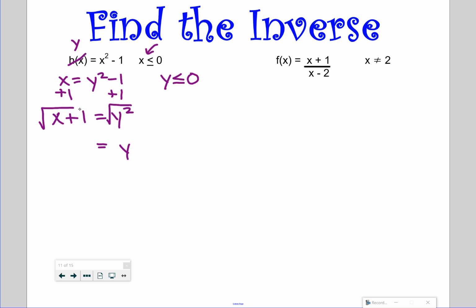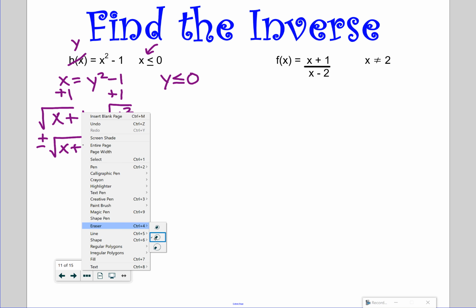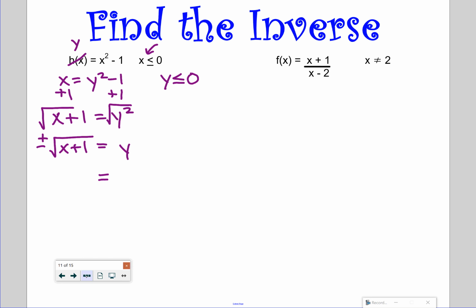On the left, there's nothing I can simplify there, but I do need a plus or minus. Square root of x plus 1. Now at the very end, we're going to put back in our function notation. Not an f this time. It was h of x. Okay, so h inverse of x is what we've calculated. That distinguishes what we have from the original equation.